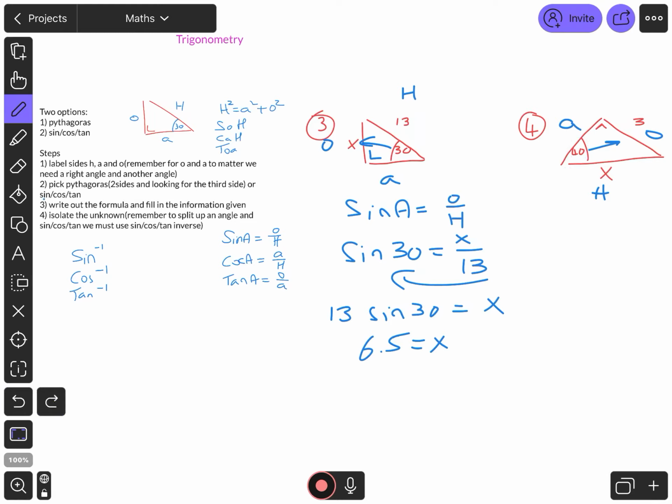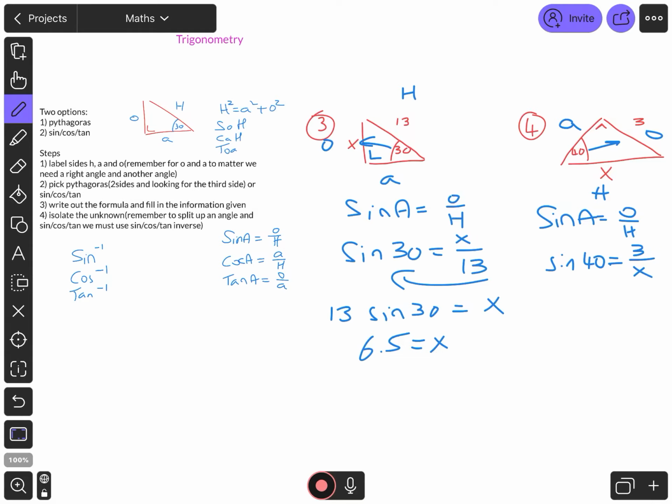So I'm using sine, cos, and tan. So when I'm using sine, cos, and tan, I need to pick which one it is. I have this and I'm looking for this, so it is O and H. So again, if I'm using O and H, that is going to be the sine. So I write out my formula. Sine of A equals O over H. So that's sine of the angle, which is 40, equals O, which is 3 over H, which is X.